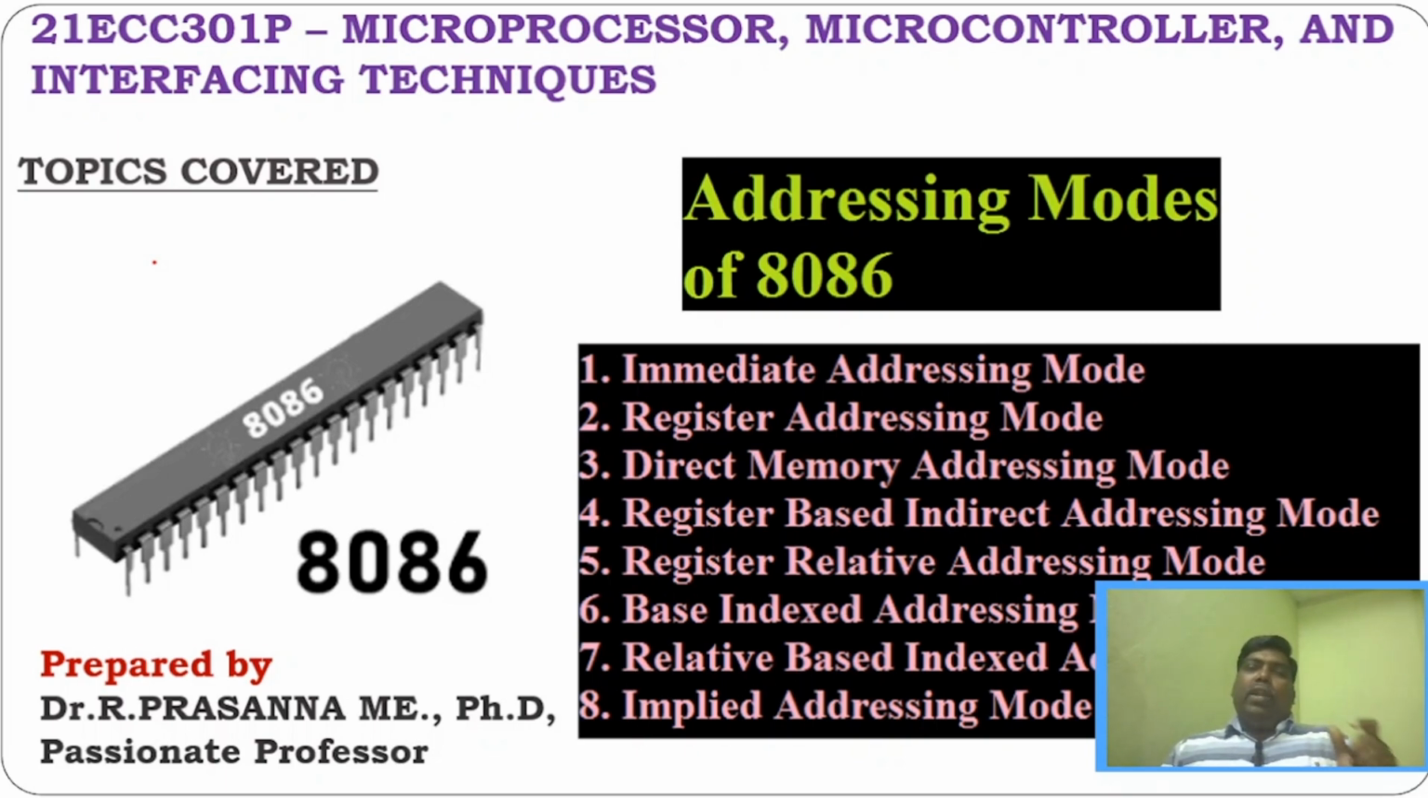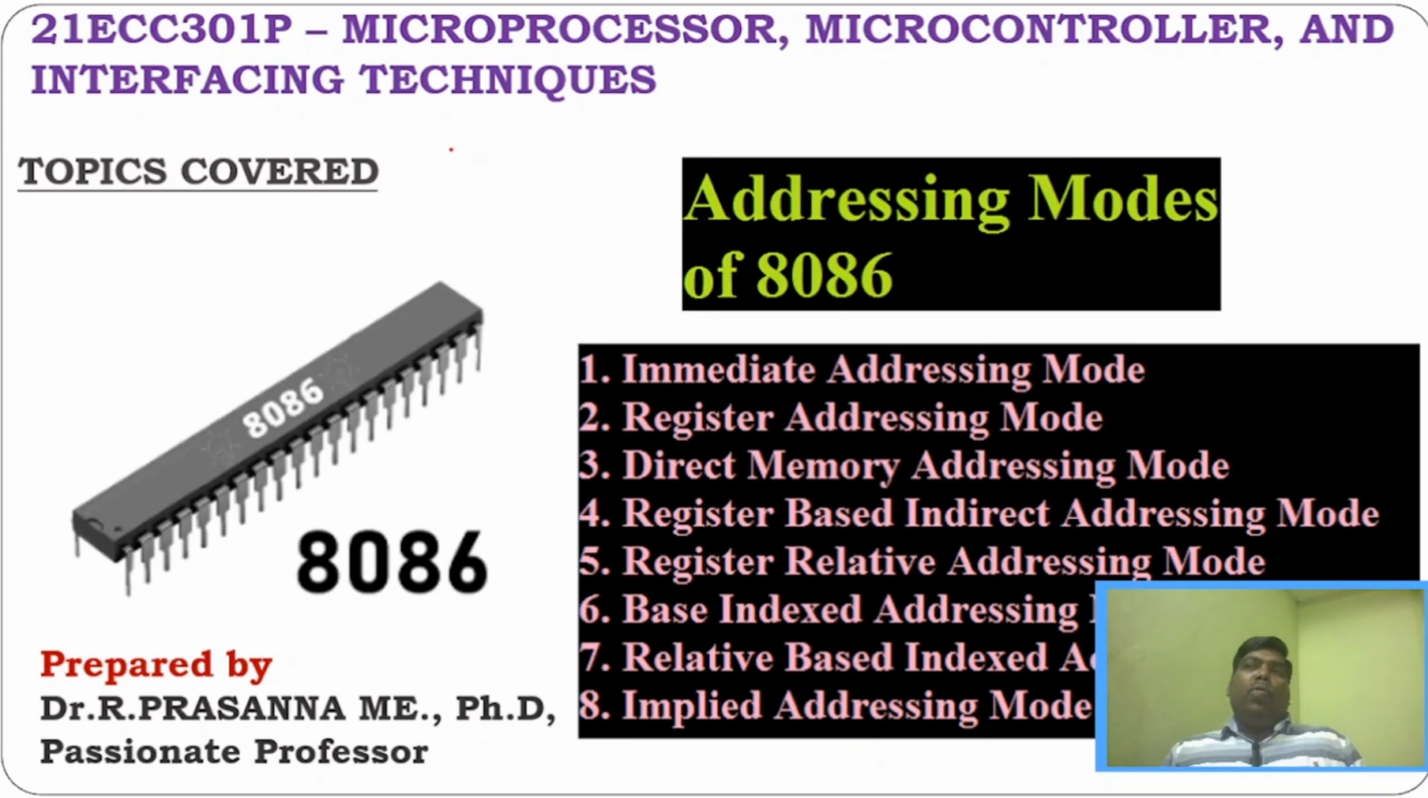Immediate addressing mode is where you directly give the data in the instruction itself. So whenever we give any data directly to the instruction, that is called immediate addressing. And what is register addressing? Whenever we use registers, even when the source and destination both are registers, that particular addressing mode is called register addressing mode.